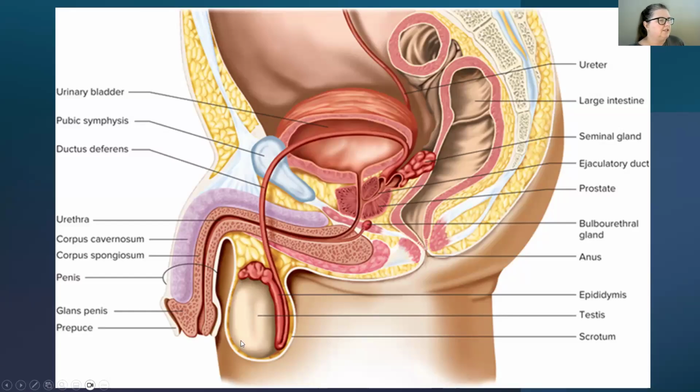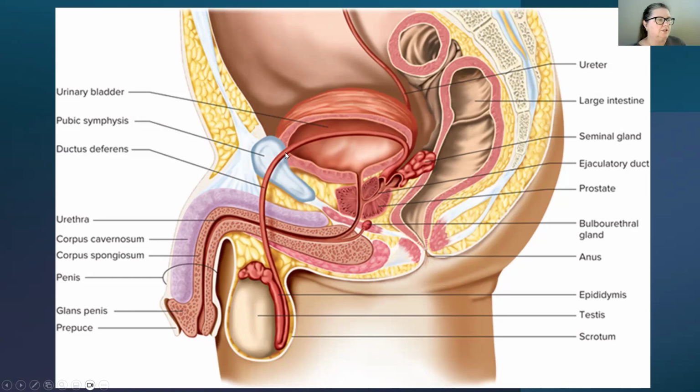Okay, here is a diagram. So here are the testes, epididymis. Here's the scrotum that encases all of it. Here is your vas or ductus deferens that comes up here. Now we are going to talk about the accessory glands, which include the seminal gland and the bulbourethral gland here.